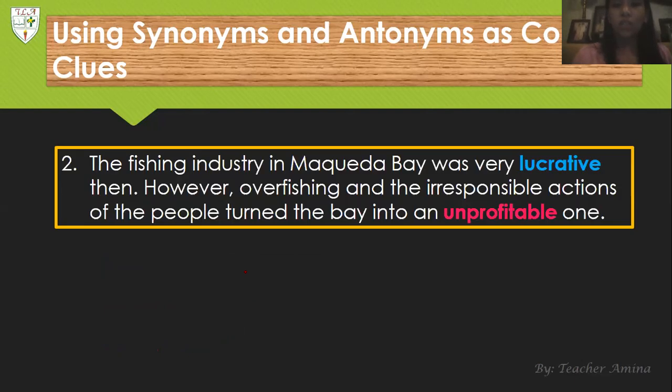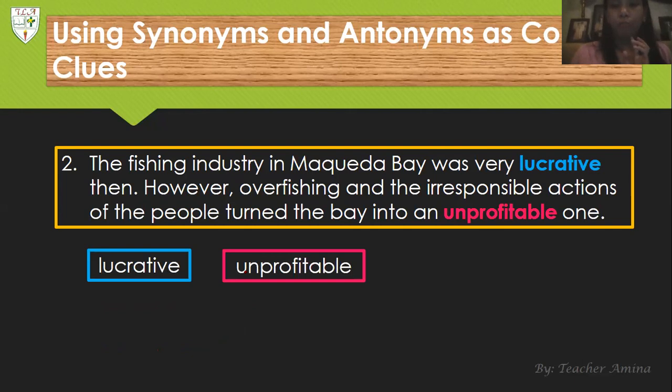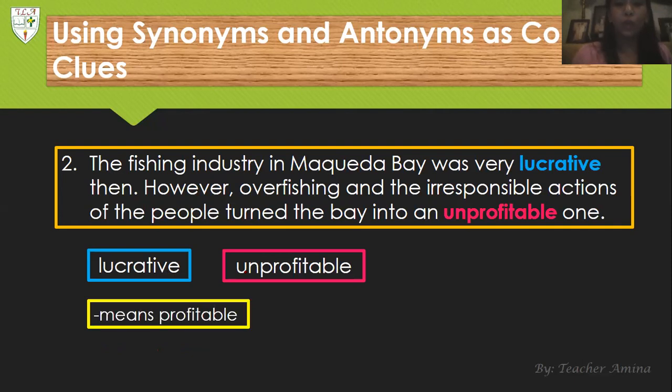Next, on the second sentence, lucrative and unprofitable are highlighted in the text. So lucrative means profitable. You already know this from our vocabulary words, okay? So profitable and unprofitable are antonyms. Therefore, lucrative and unprofitable are antonyms, okay?